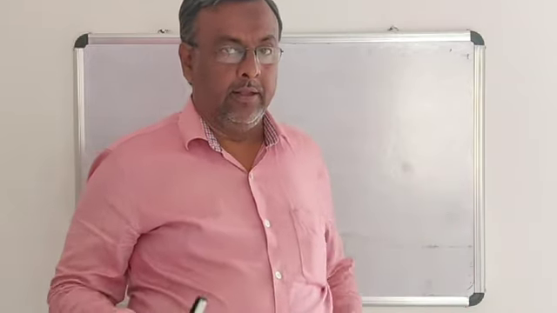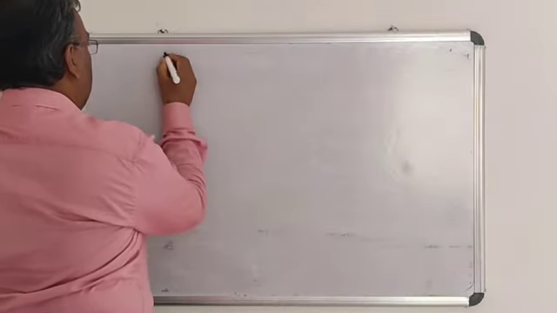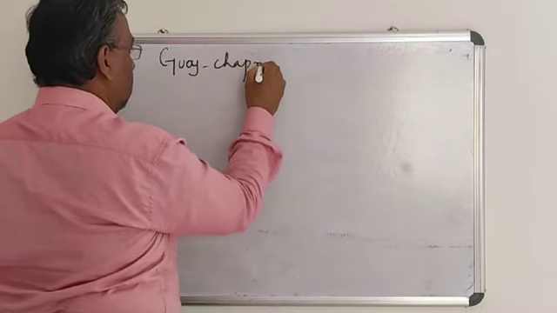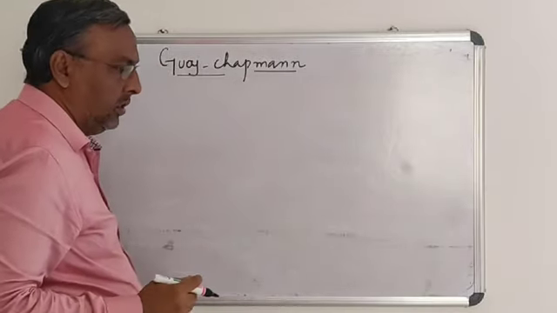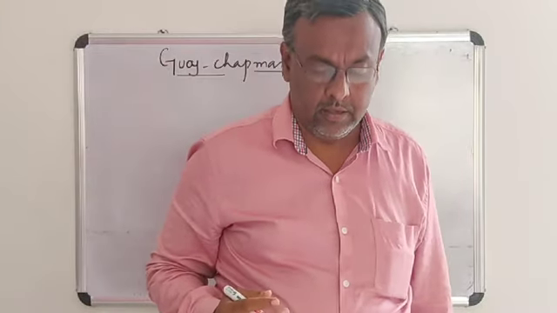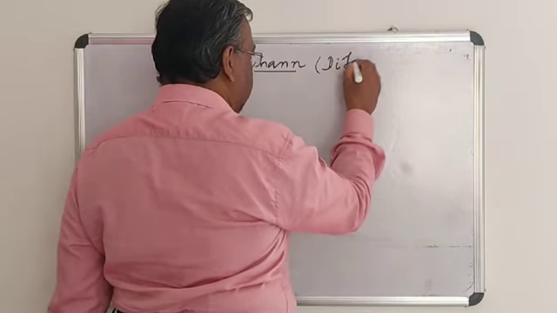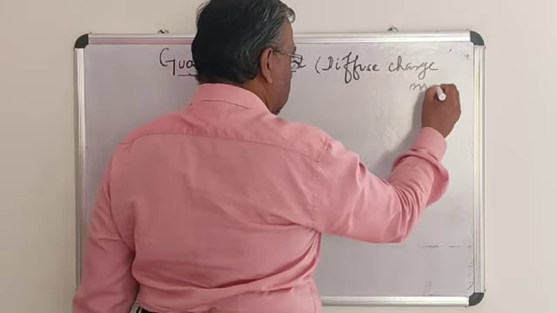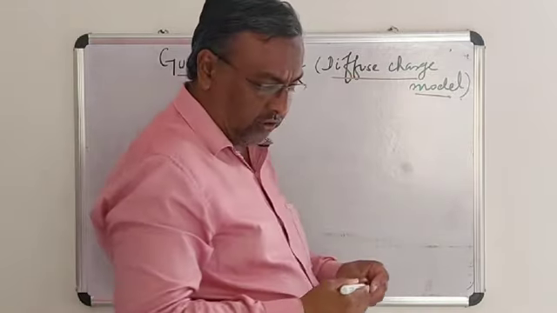Today, the next theory of the electrical double layer, the second theory we are going to study, is the Gouy-Chapman theory. This Gouy-Chapman theory is also called the diffuse charge model. This is the diffuse charge model theory.